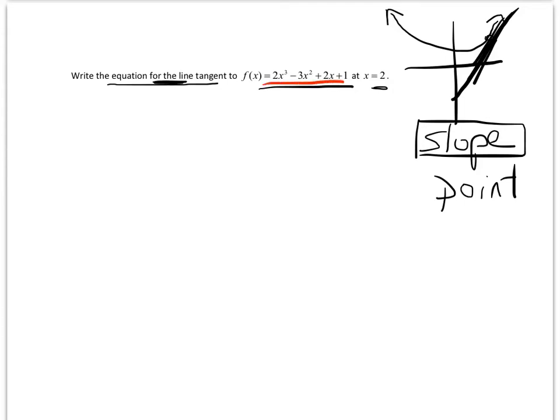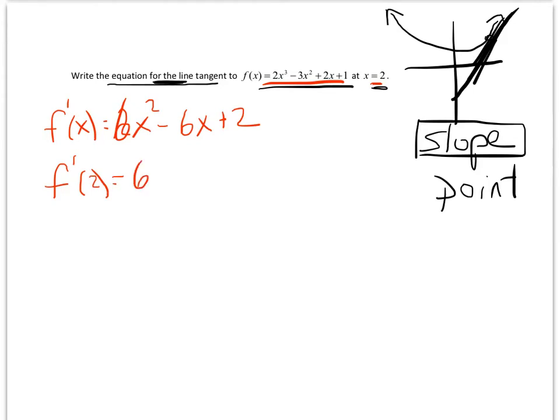So the derivative of this function, f prime of x, is 6x squared minus 6x plus 2. And if we're looking for what the slope is at x equals 2, I'm going to plug the 2 into the derivative. So this would be 6 times 4 minus 6 times 2 plus 2, and that gives me 2. So there's my slope. My slope is 2.